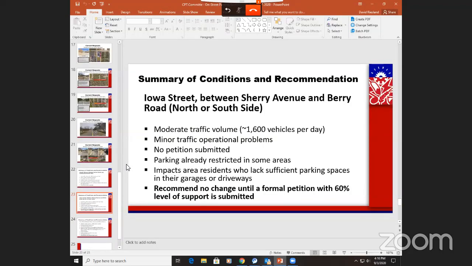Iowa Street between Sherry and Berry. Moderate traffic volumes, just over 1,600 vehicles per day. Minor traffic operational problems. Again, there was no petition submitted. Parking is already restricted in some areas, but not in these particular blocks. But outside of these blocks, there are restrictions. The impact would be to area residents who lack sufficient parking spaces in their garages or their driveways. Because there was no submission of any petition, we don't recommend any change until we see a petition that comes with hopefully 60% level of support.